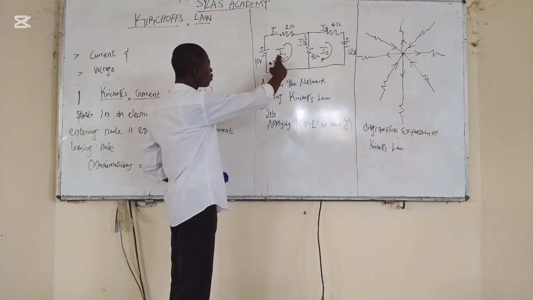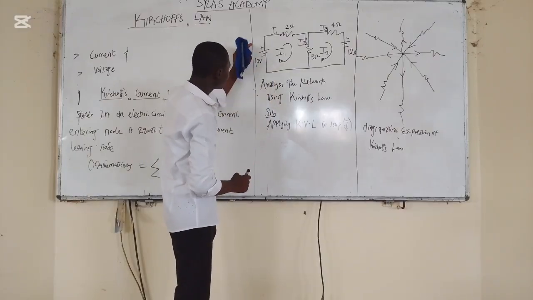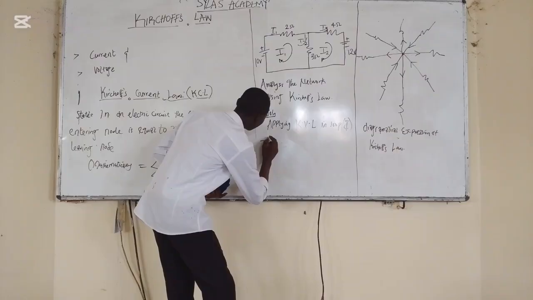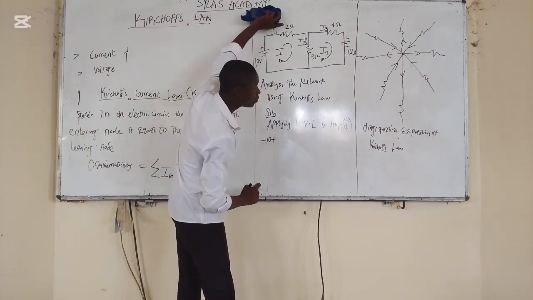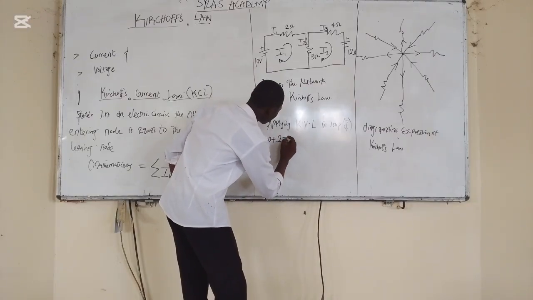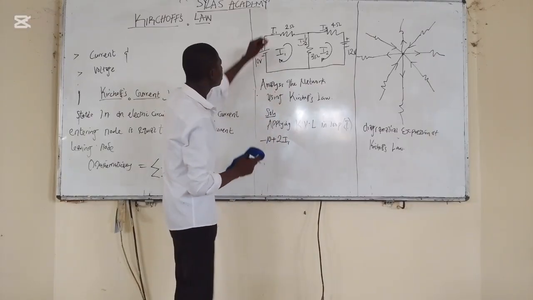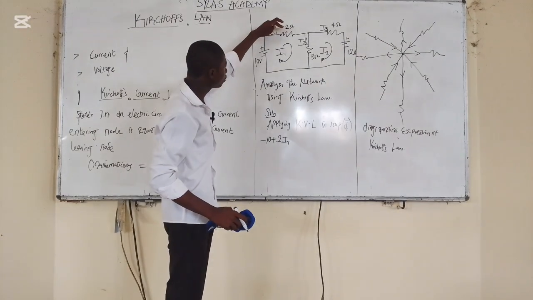This one is moving in this direction. Are you following now? Since it's going in this direction, I'm going to say minus 10 plus these 2, 2I1. Why is it I1? This I1 is what? Attached to it. Are you following now? So I'm going to say what?